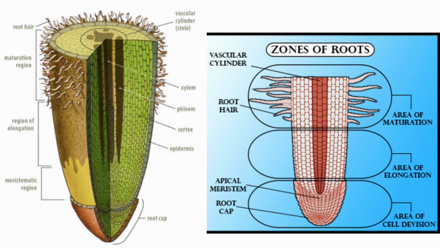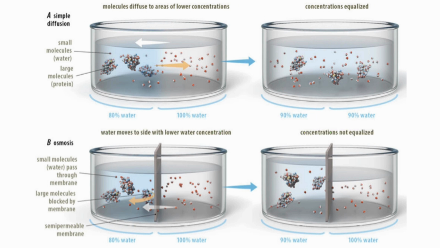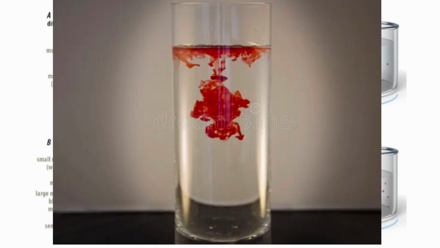The third region of growth is the maturation region, in which cells organize into the vascular cylinder. Root hairs grow from epidermal cells in this region. Absorption and transformation. Root hairs absorb water and minerals by allowing them to pass through the cell membrane and enter the cell. These are permeable to certain substances. Diffusion. Molecules always diffuse toward areas where there are fewer molecules of that type. In a visual example, it is like when you add a drop of food coloring to a glass of water, you can see one effect of this random molecular motion.